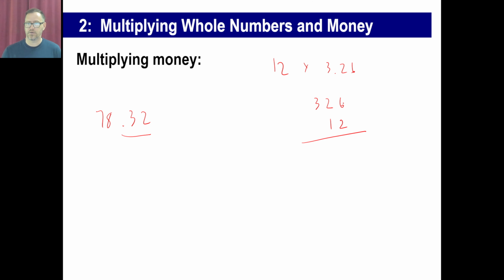Let's just do it together, okay? 6 times 2 is 12. 2 times 2 is 4 plus 1 is 5. 2 times 3 is 6. Okay, we're done with the 2's. 1 times 326, you can do that really quickly. Just write 326. There we go. Now we're going to add down. 2. 5 plus 6 is 11. 1 plus 6 plus 2 is 9. And then there's your 3. And the answer is going to be $39.12. And there you go.